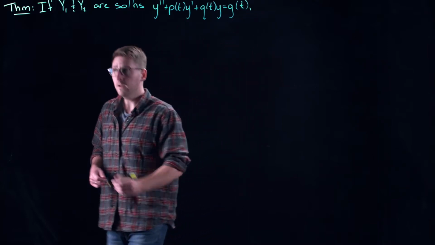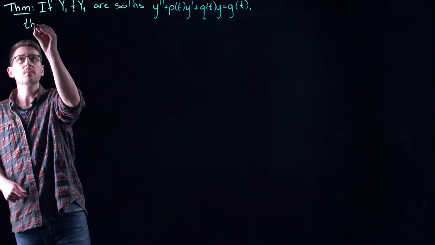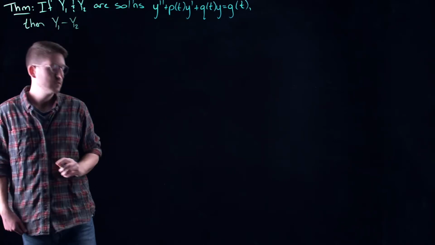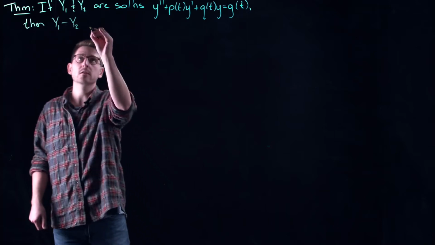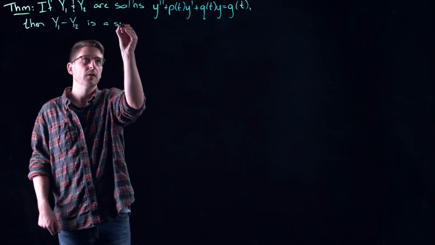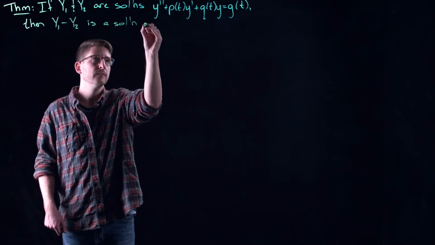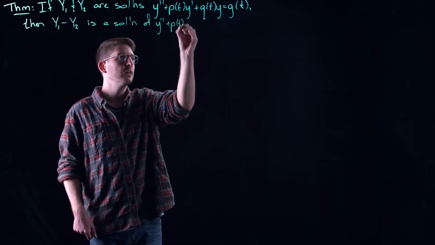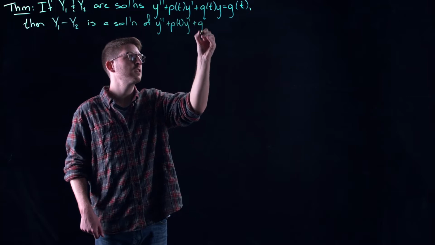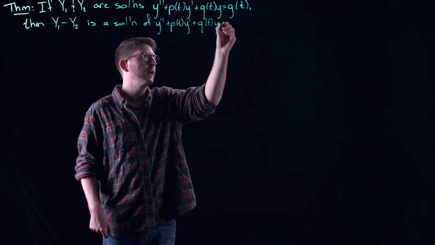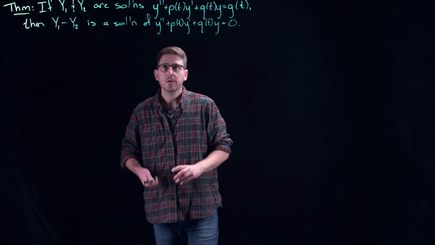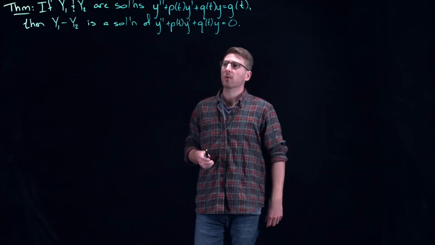Well, then if you subtract these two solutions, y1 minus y2, then this thing is a solution of the homogeneous equation. So of y double prime plus p of t y prime plus q of t y is equal to 0. Now, let's take a look at that for a moment. What does that really say?